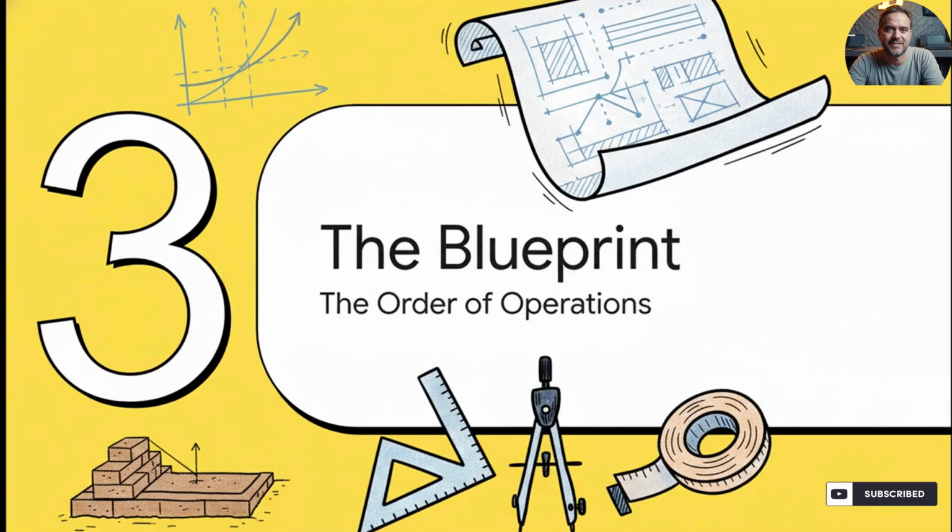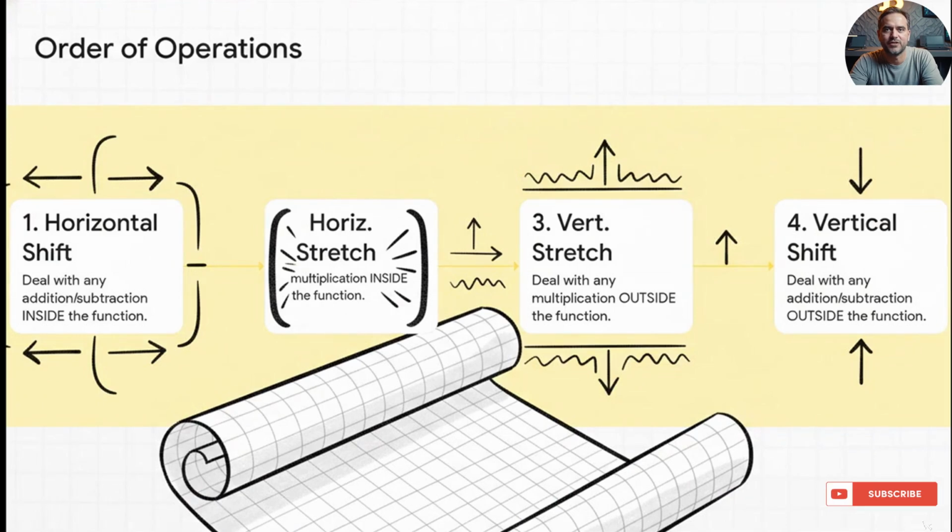All right, we have our starting point and we have our tools, but you can't just start carving away randomly. Just like any good construction project, you need a blueprint, a specific order of operations that guarantees you get a perfect result every time. And here is that blueprint.